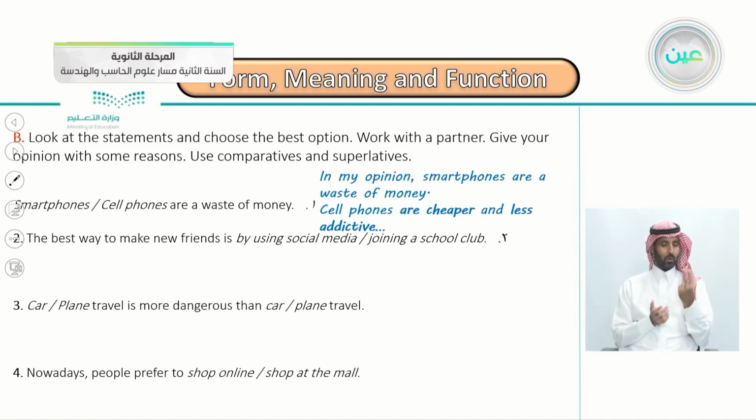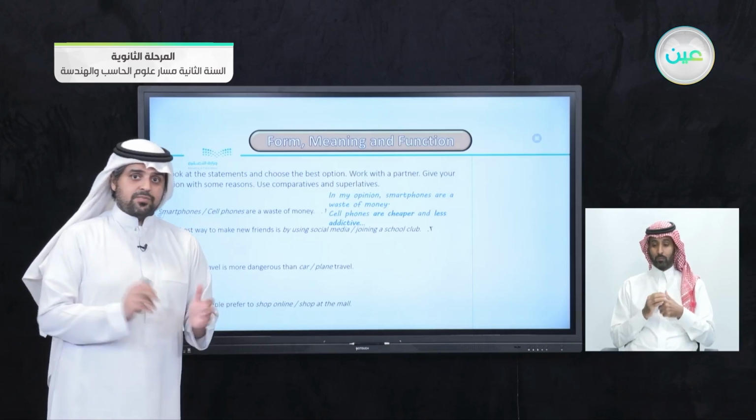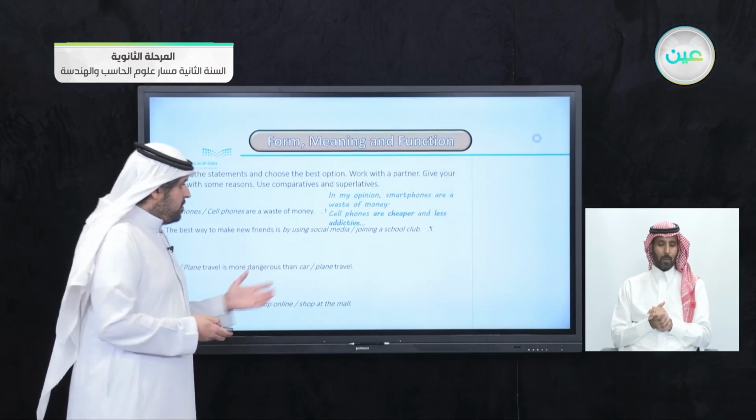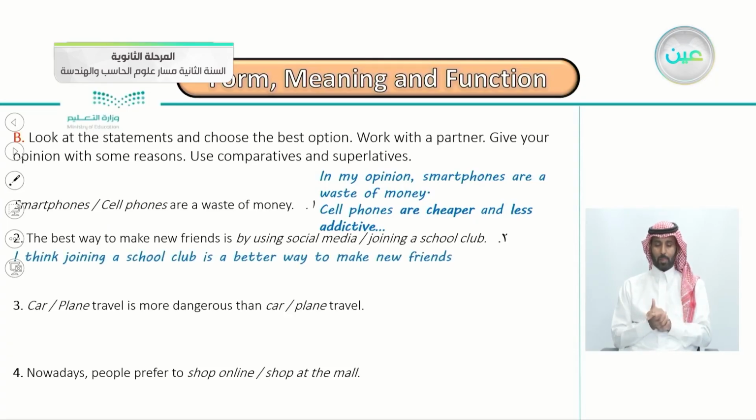So the second one, the best way to make new friends is by using social media or joining a school club. So you can write your own opinion, use the comparative and the superlative also. How do you answer the second one? Okay, let's see the answer here. I think joining a school club is a better way to make new friends. So we use the comparative here because we're comparing two things, the social media or joining the school club. Again, you say, I think joining a school club is a better way to make new friends.